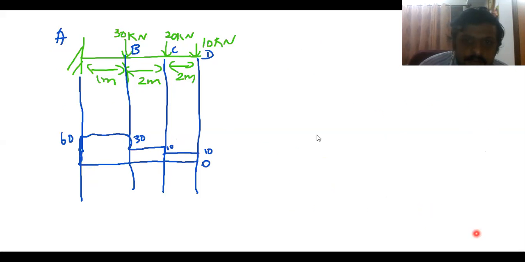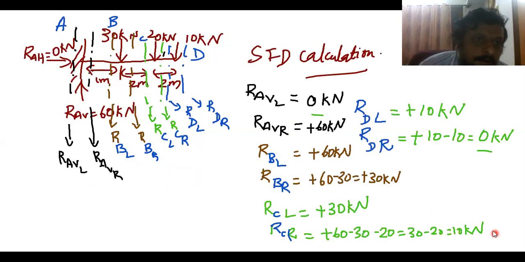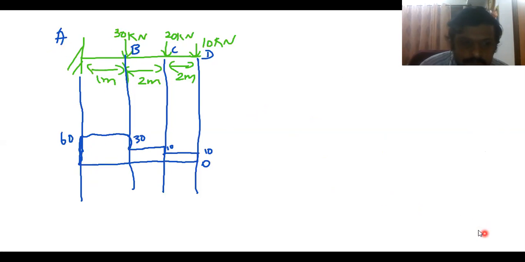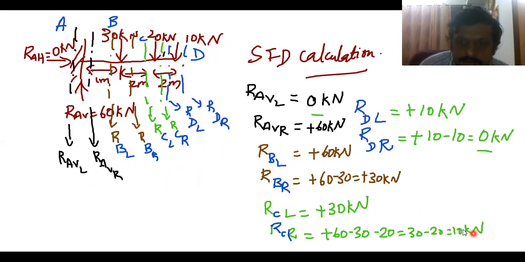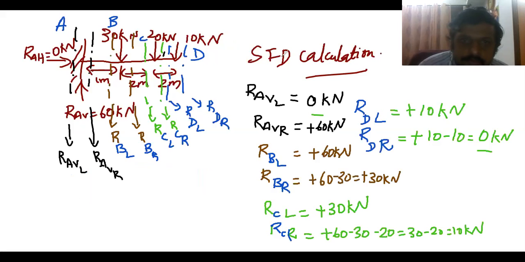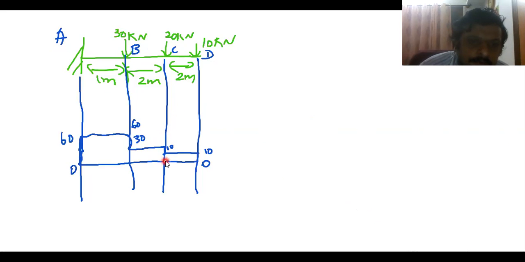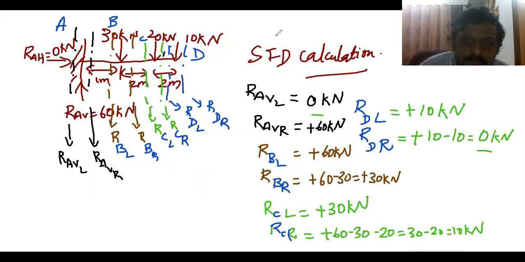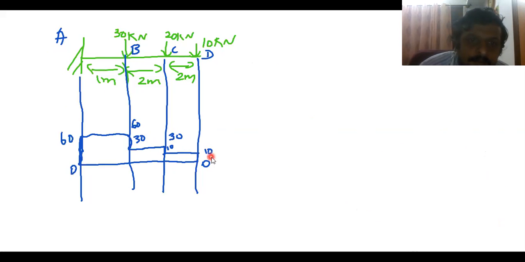So what is happening? Understand, students: at A, from 0 to 60. At B, it is 60 to 30. From here to here it is 60, and from here to here it is 30. At C, 30 to 10. From here to here it is 30, and from here to here it is 10. And at D, what is happening, students? 10 and 0.